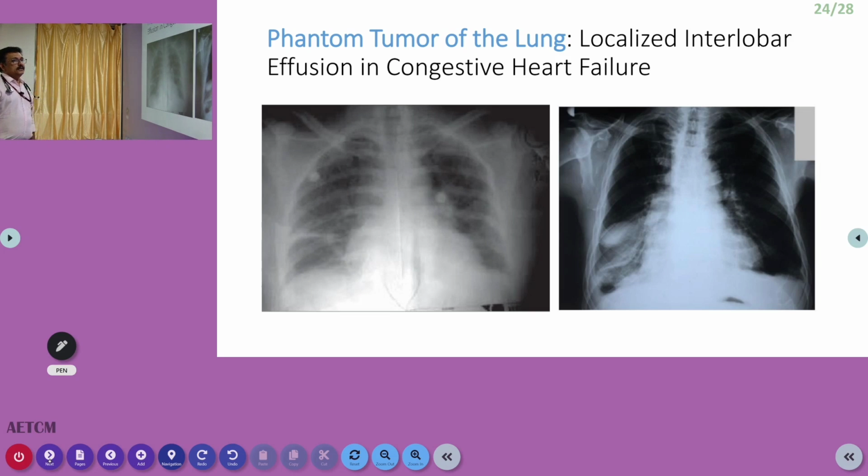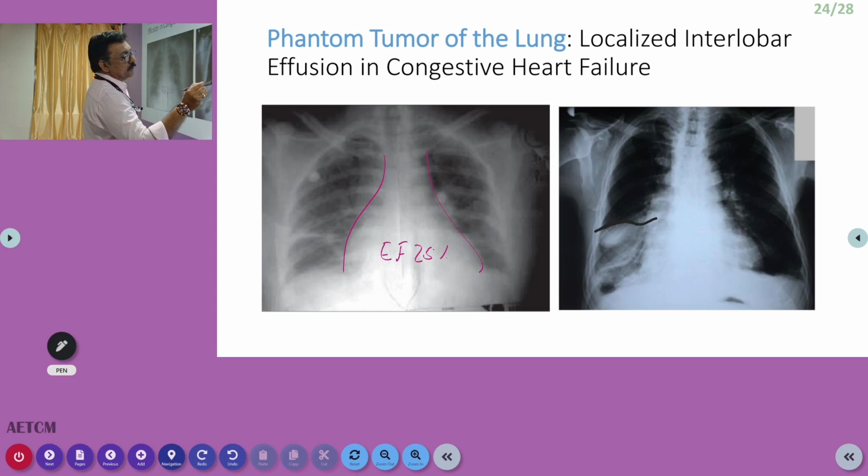Now the next thing is called phantom tumor. Suppose there is cardiomegaly. Here you are seeing cardiomegaly, the large heart. You are seeing on echo that EF is only 25. That is very low; less than 50 is low. Now you are seeing a shadow like this. This is the interlobar fissure. Water will get inside the fissure. That is pulmonary edema, and suddenly a tumor-like structure will form.